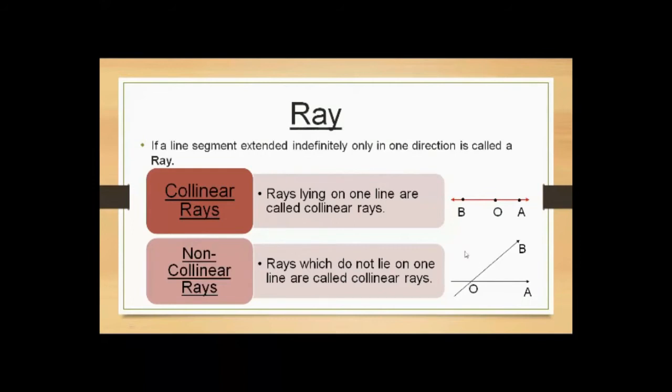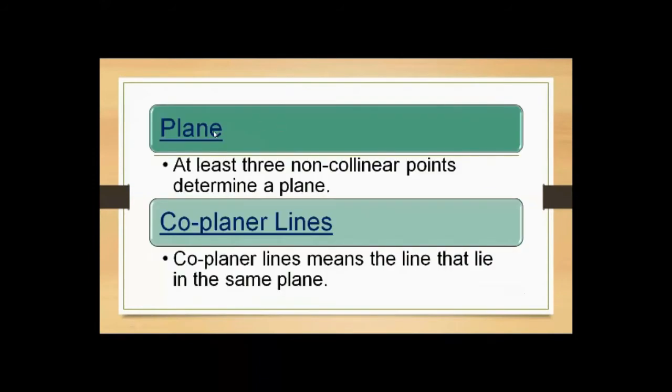The next definition we have is plane. What is a plane? At least 3 non-collinear points determine a plane. What are coplanar lines? Coplanar lines means the lines that lie in the same plane.